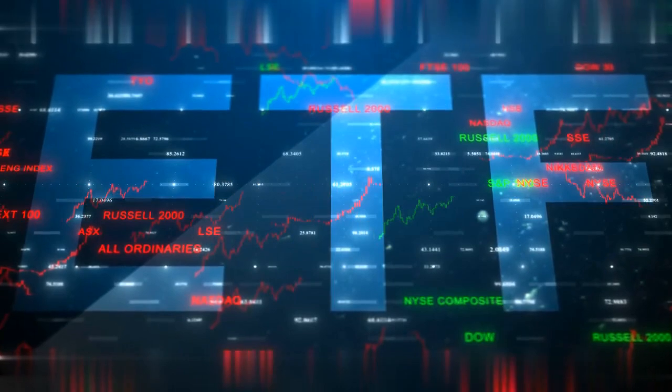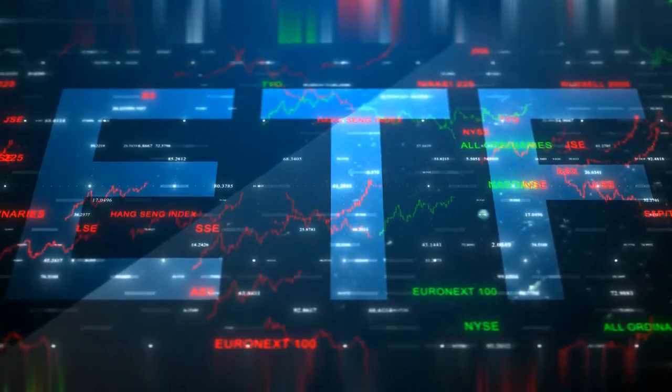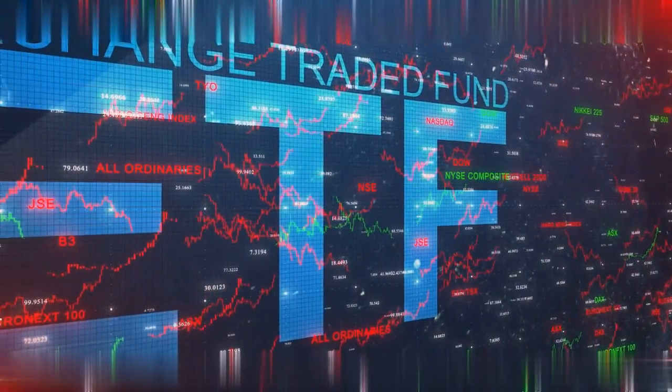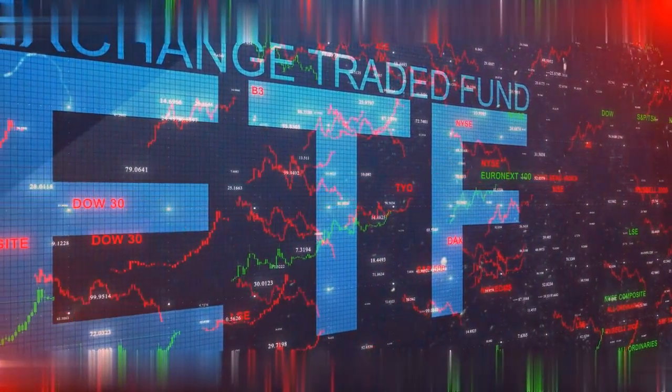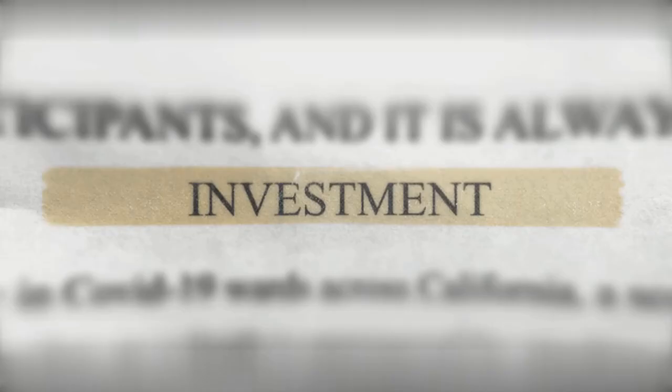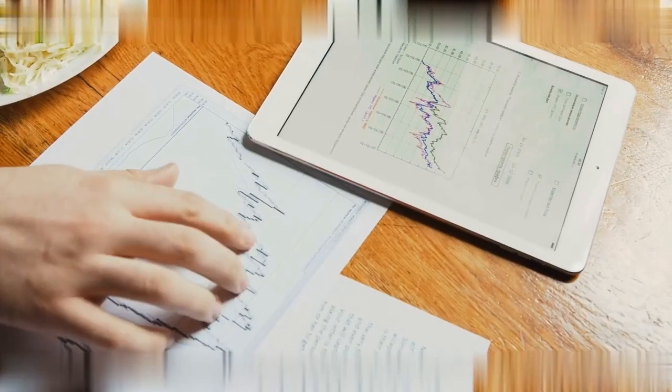Choose a mix of equity, debt, and hybrid funds that align with your risk appetite. If you're a conservative investor, lean more towards debt funds. If you're comfortable with market fluctuations, then a higher allocation to equity funds is advisable.